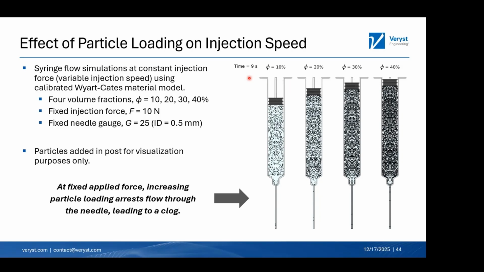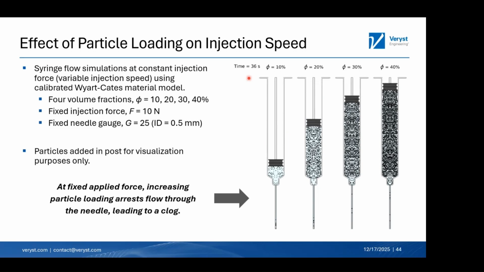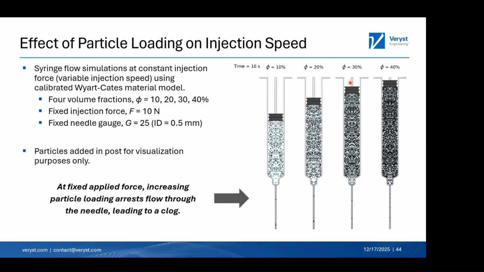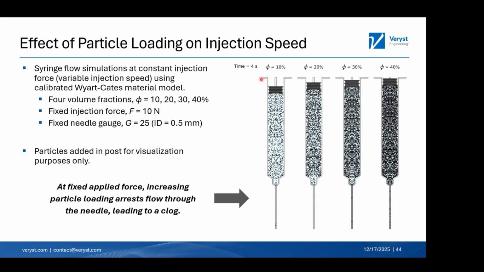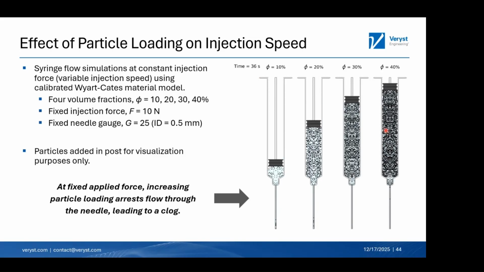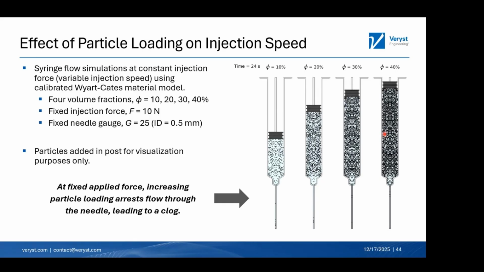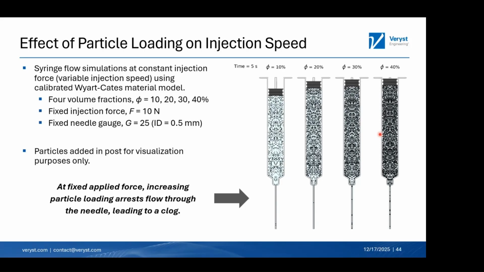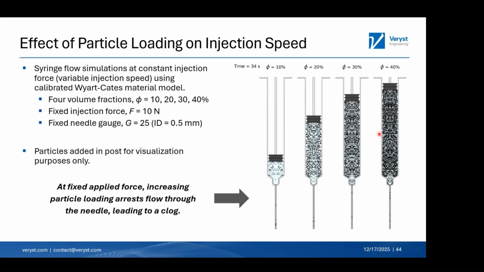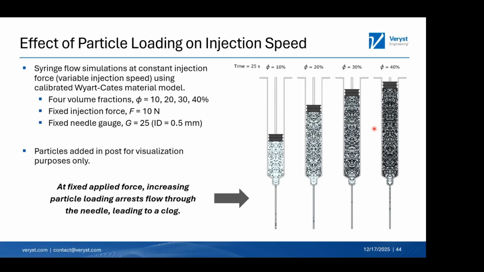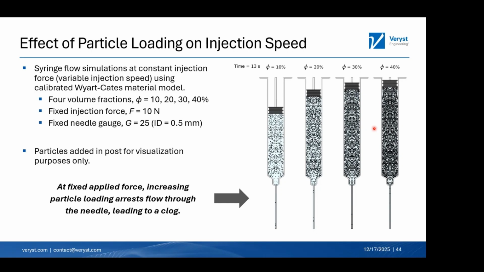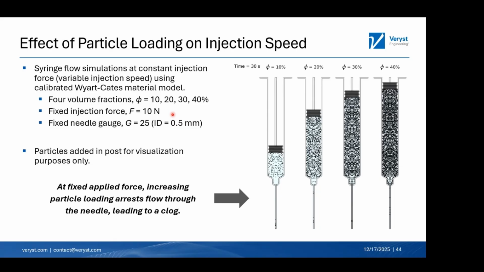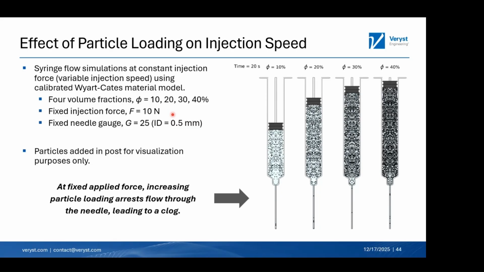And you see, these are all run at the same injection force, but the injection speed can vary. And so the main takeaway here is as you increase particle loading, for the same injection force, the suspension flows at a much reduced speed. You can quantify clogging in this way. If you have a threshold speed for injection, below which injection becomes dangerous, that is a failed product. That does not meet critical performance criteria for combination products. And 10 to 20 newtons of force is a typical force that would be applied by a human's thumb depressing on a plunger.